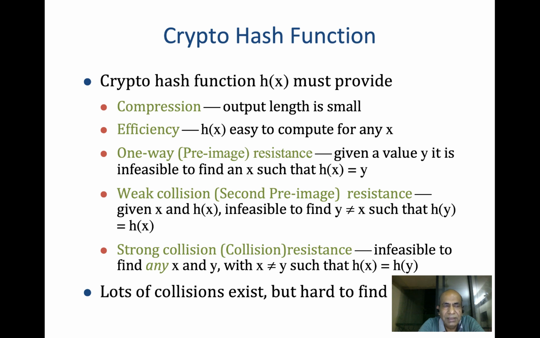Now, a lot of collisions might exist. It means that hash of X may be equal to hash of Y, but it should be very hard to find any. That's the property. In case you have any question, please let me know offline through email or just make a phone call.